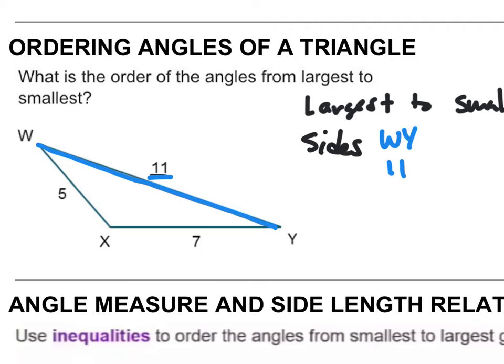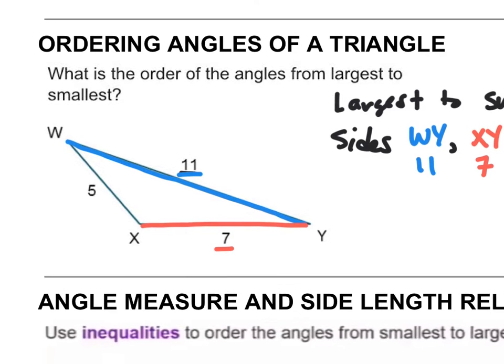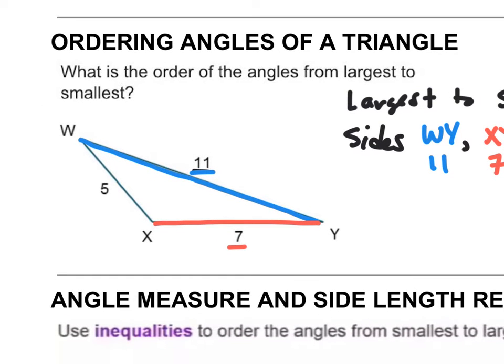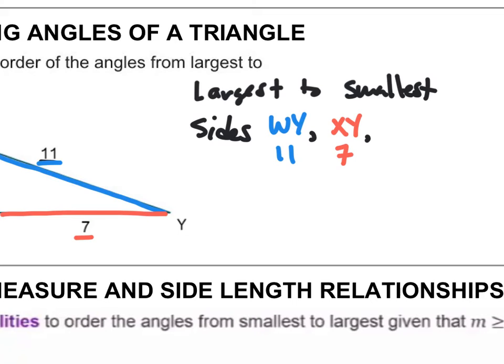And then let's look at my next smallest, which is going to be XY, which is 7, all right? The next thing I want to do is come over here and say, what's my smallest side? My smallest side is WX, which is 5. So WX, which is 5. All right, so then I want to take a look at my angle measures.